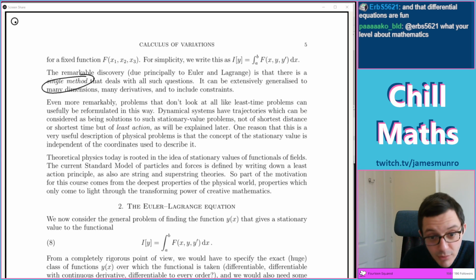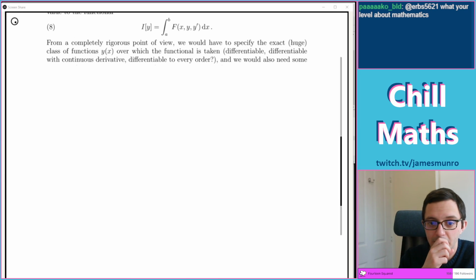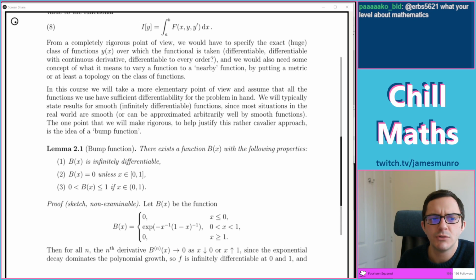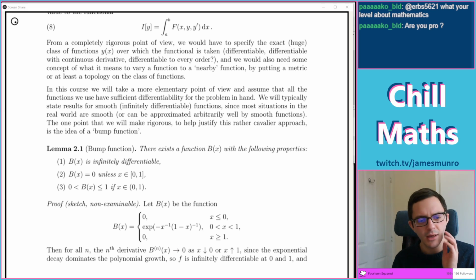Okay, independent of coordinates, that's nice. Not shortest distance or shortest time, but least action. Okay, that's going to be later. So I should revise that. Good. Ooh, string and superstring theories. Okay. Vary function nearby, metrical topology, okay. Right, okay. Bump functions. Cavalier approach, nice.